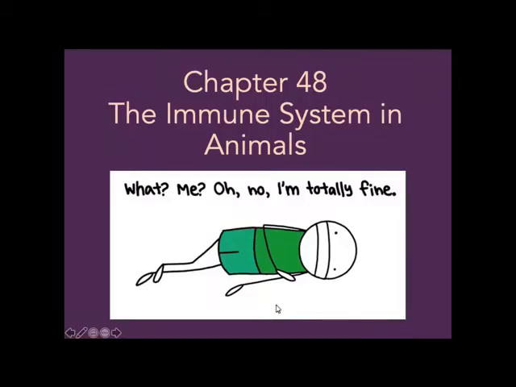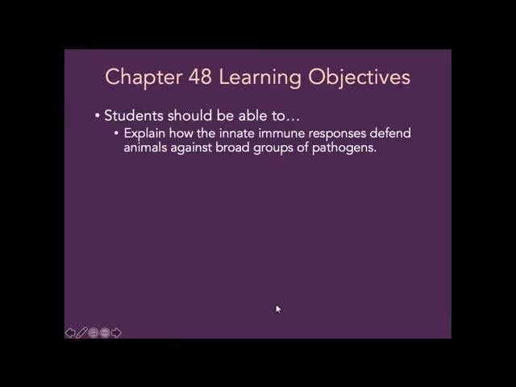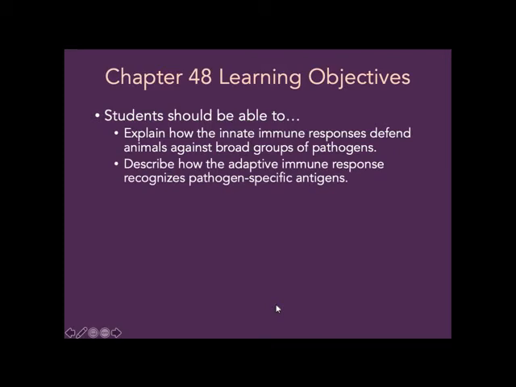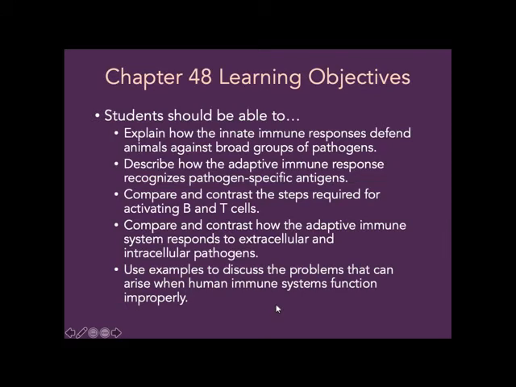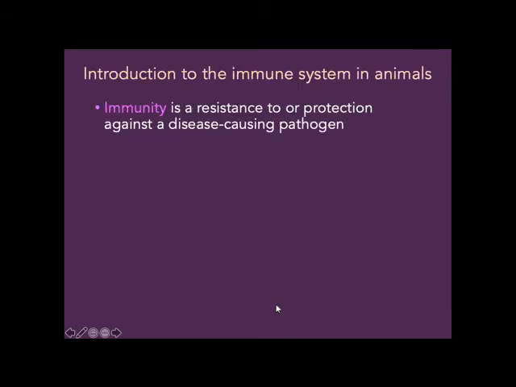All right, welcome to chapter 48, the immune system in animals. By the end of this chapter, you should be able to explain how the innate immune responses defend against broad groups of pathogens, how the adaptive immune response recognizes pathogen-specific antigens, compare and contrast the steps required for activating B cells and T cells, compare and contrast how the adaptive immune system responds to extracellular versus intracellular pathogens, and use examples to discuss the problems that can arise when human immune systems function improperly.